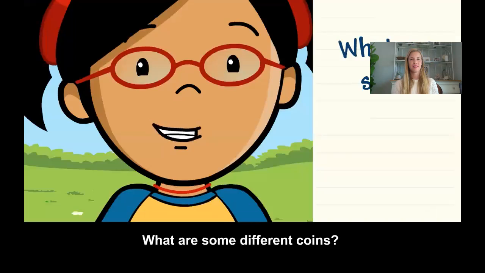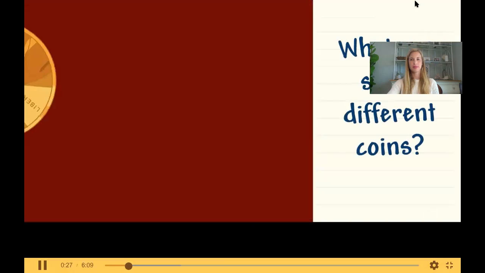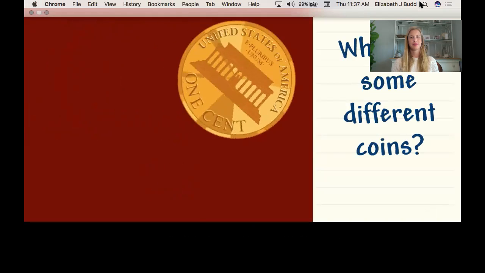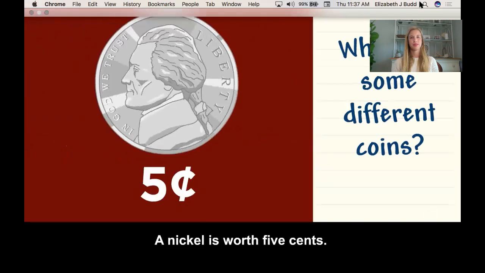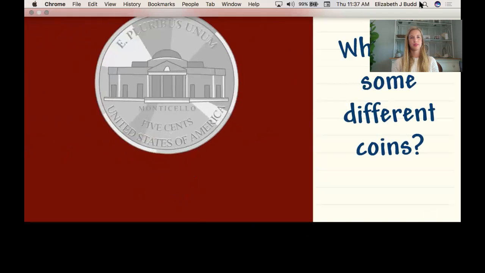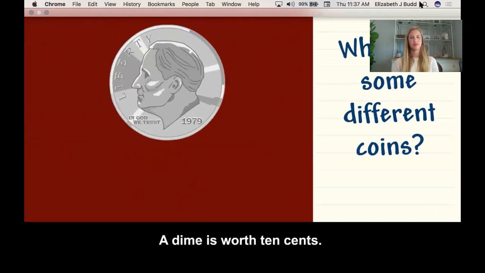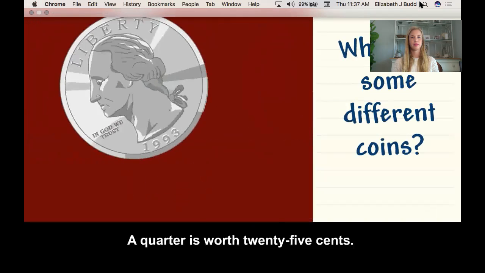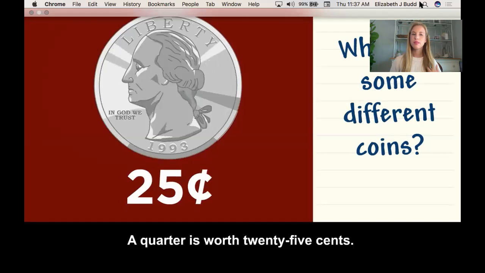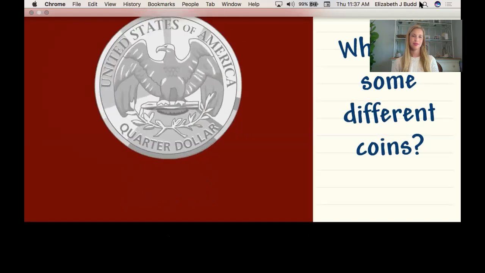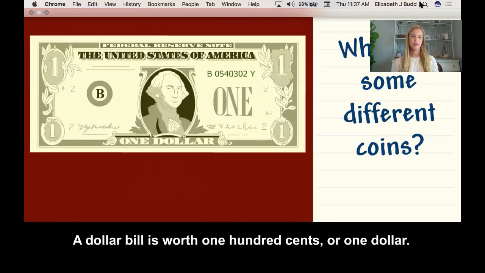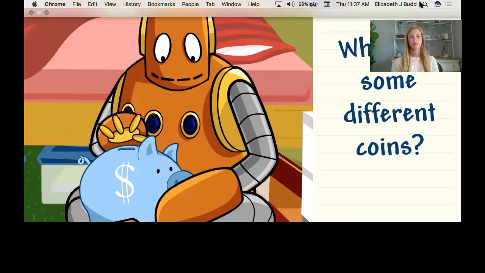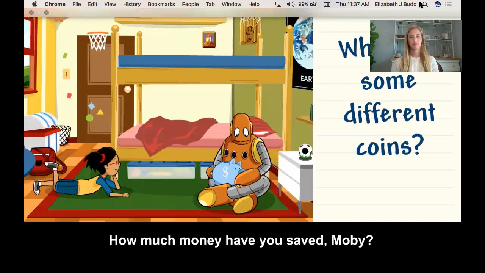What are some different coins? A penny is worth 1 cent. A nickel is worth 5 cents. A dime is worth 10 cents. A quarter is worth 25 cents. A dollar bill is worth 100 cents or $1. How much money have you saved, Moby?